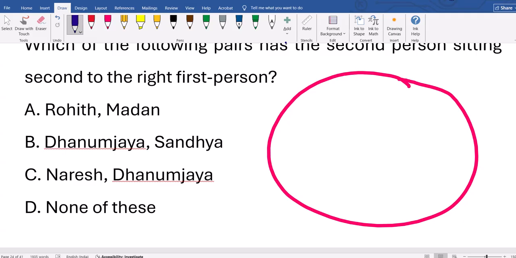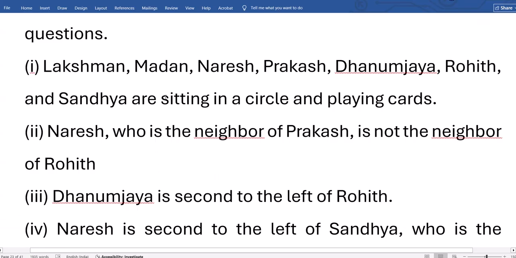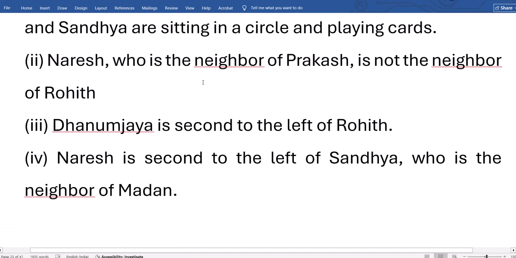7 slots. 1, 2, 3, 4, 5, 6, 7. Now, in question discussion is regarding which person more, whose name is more times in the question. Naresh. So first fix Naresh. Naresh is neighbor of Prakash. Naresh is second to the left of Sandhya. Okay, and they given things right. So first I'll try to fix Naresh, as Naresh is more in discussion.